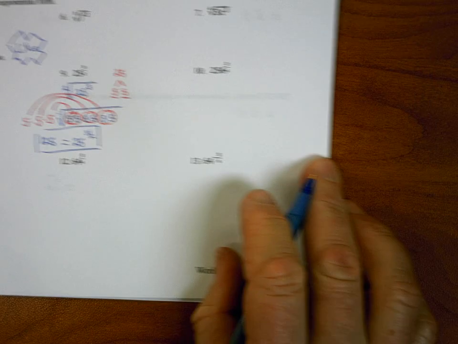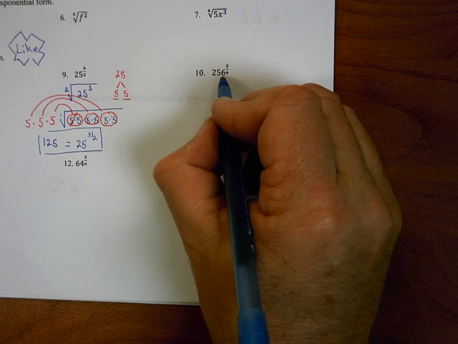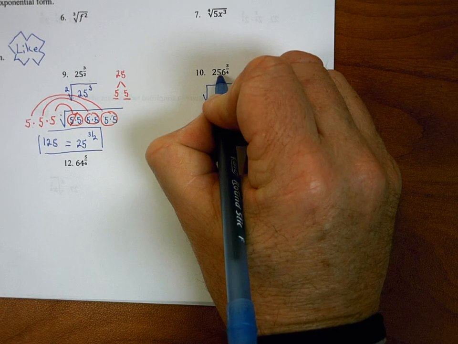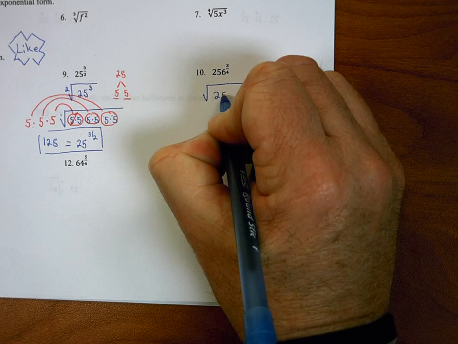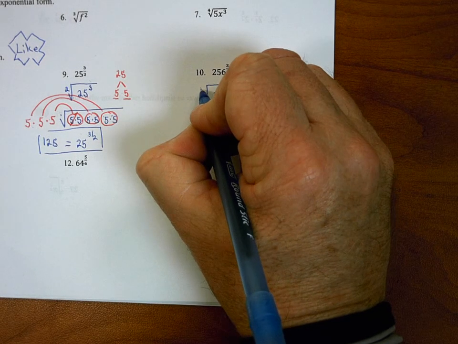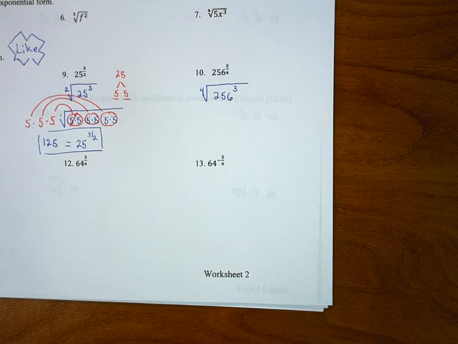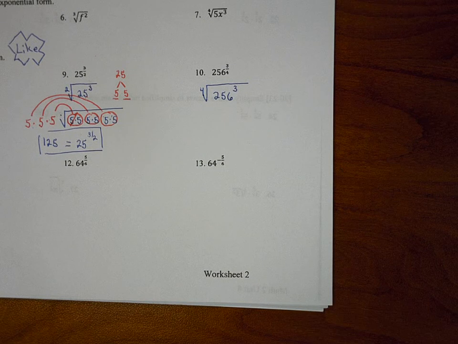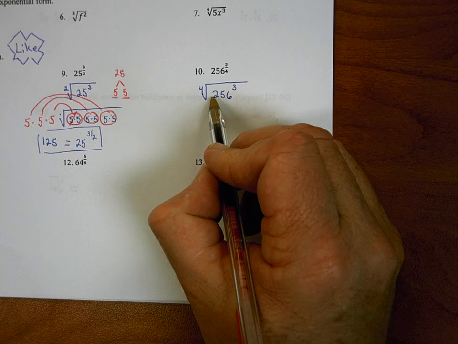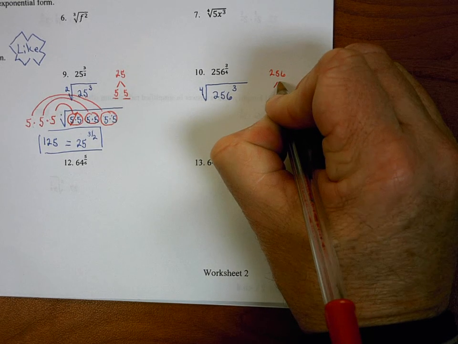Okay. Number 10, 256 to the 3/4 power. Okay, so my first step is I'm going to change this into a radical. I take the base, which is 256, I make that the radicand. I take the 4, which is the denominator of the exponent, I make that my index. I take the 3, which is the numerator of my exponent, I make that my exponent for my radicand. Okay, my next step is I'm going to take my radicand, which is 256, and I'm going to make a factor tree out of this.